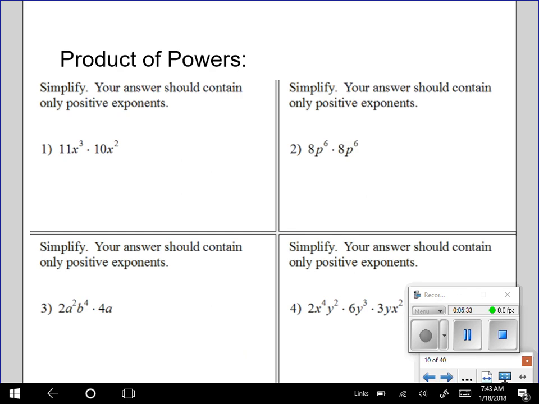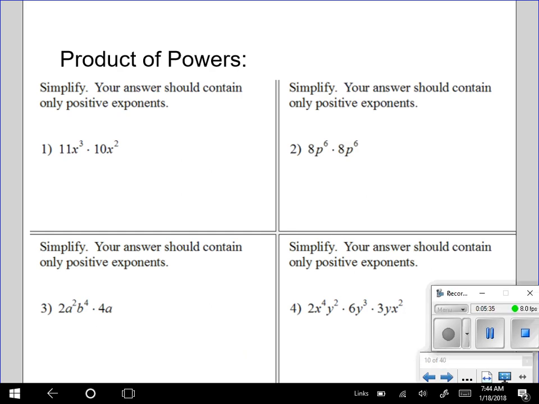Alright, so you can see here, we got quite a few problems here. So we have 11x to the third times 10x to the second. So we already kind of talked about, if you have coefficients, go ahead and multiply your coefficients. 11 times 10 is 110. Then x to the third times x to the second, well, those have the same base, so I can add my exponents, so that would be 5.